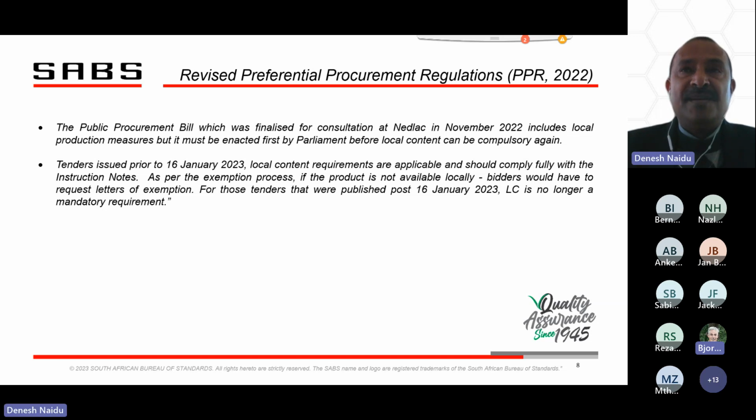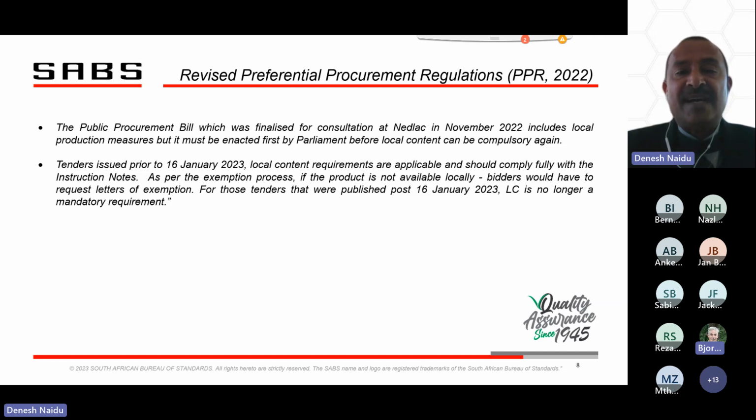So what does this mean? It means now that all tenders that were issued prior to the 16th of January, all of those tenders still follow the requirements of local content verification and the designated sectors. So that would mean that provided that those tenders were awarded prior to the 16th of Jan, the SABS as the organization that conducts these verifications on behalf of the DTIC, we are still actively engaging this process and continuing with these verifications.